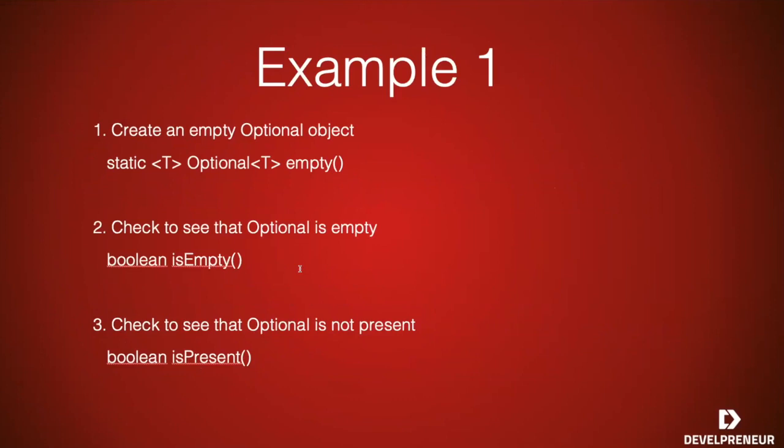So this is going to be a very hands-on, driven presentation today. We've got 4 examples, with the first example being that we're going to create an empty Optional object. We're going to look at the basics of Optional: how to create the objects, how to check if the Optional is empty, and how to check if the Optional has a value.